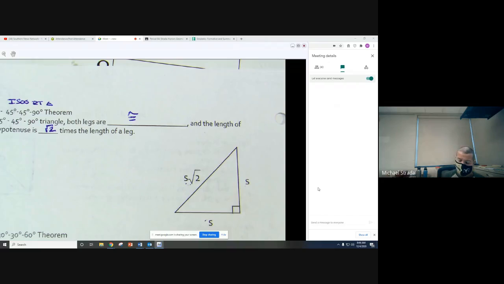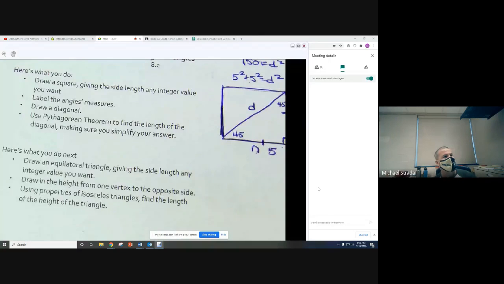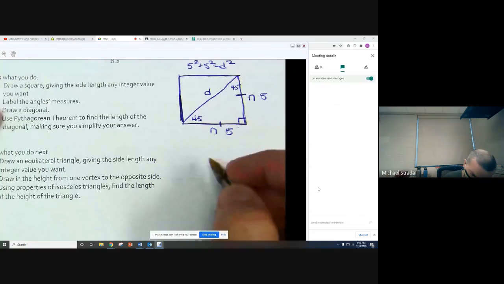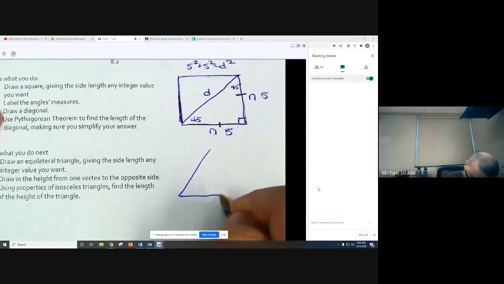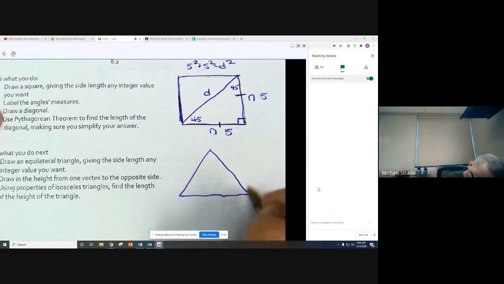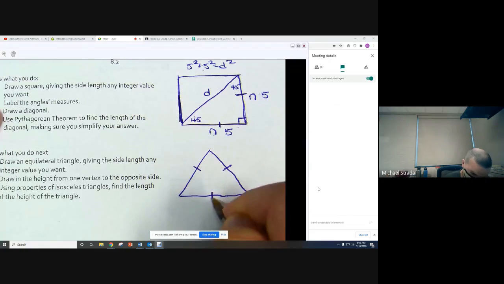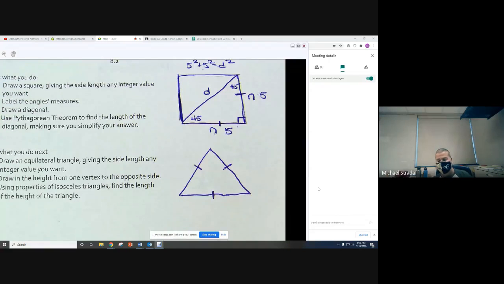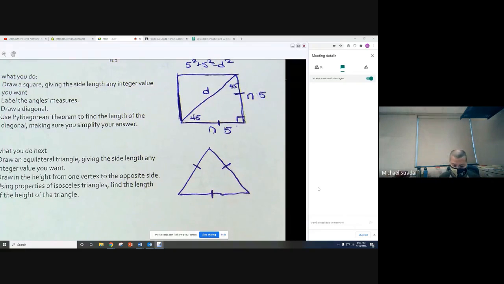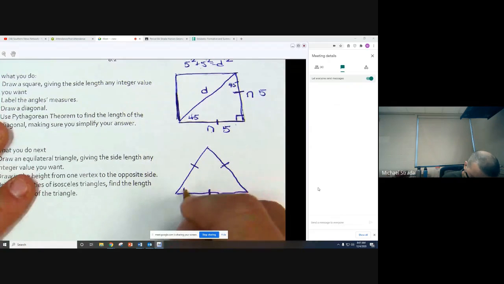Everybody good? Okay, now, here's what we do next. We're going to draw ourselves an equilateral triangle. As we know from earlier in the year, equilateral triangles are also equiangular. So these all measure 60 degrees.